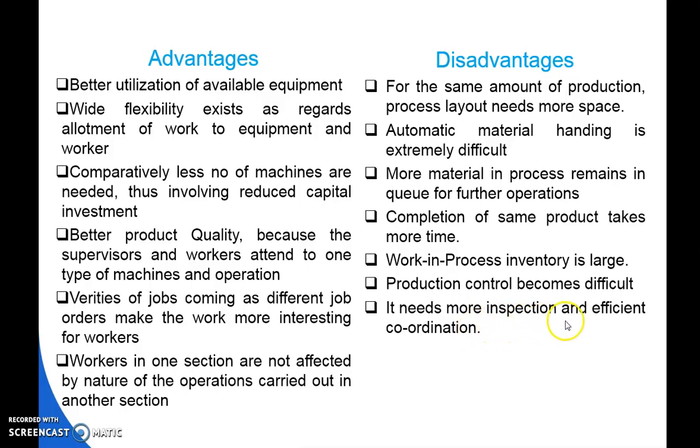It needs more inspection and efficient coordination, and production control becomes difficult. Production control means all the machinery should be working properly. There are different inspectors, different supervisors and different workers. So this is very difficult, and a very large amount of control is required.